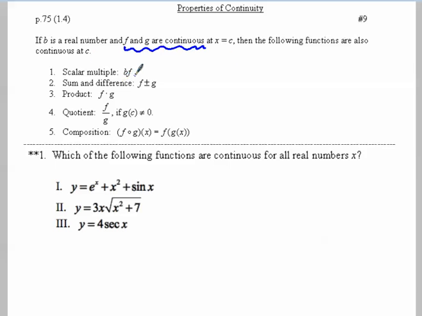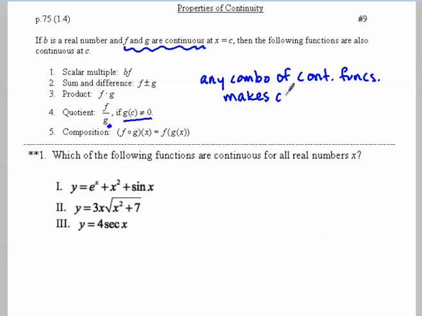Multiply by a scalar to the function, it still will be a continuous function. Add or subtract continuous functions, multiply, divide, compose continuous functions. Remember f of g of x, etc. Now, the only issue we have is when we're dividing, we know the denominator can't equal 0, so watch out for that. Basically, just remember that any combination of continuous functions makes a continuous function.